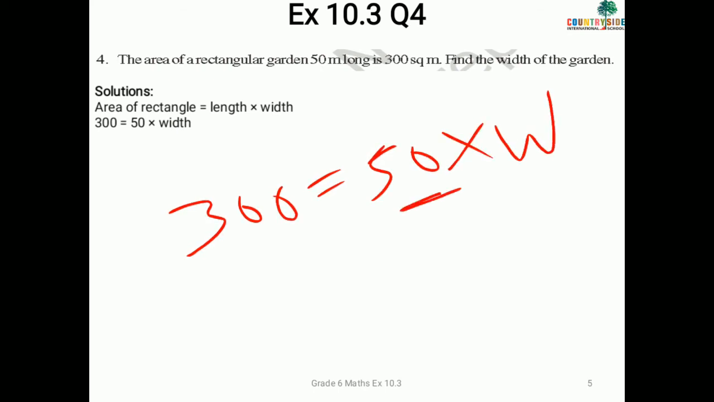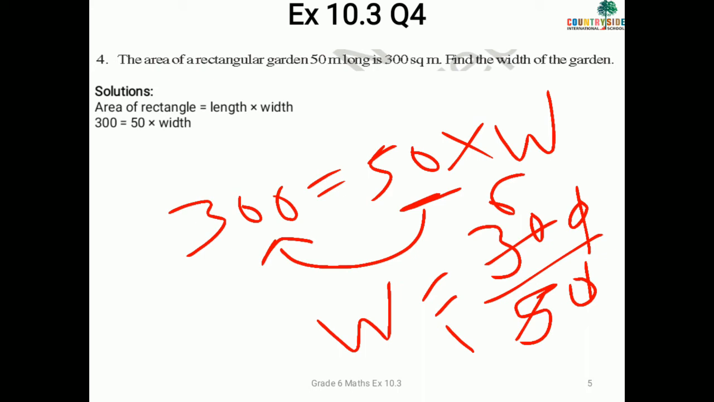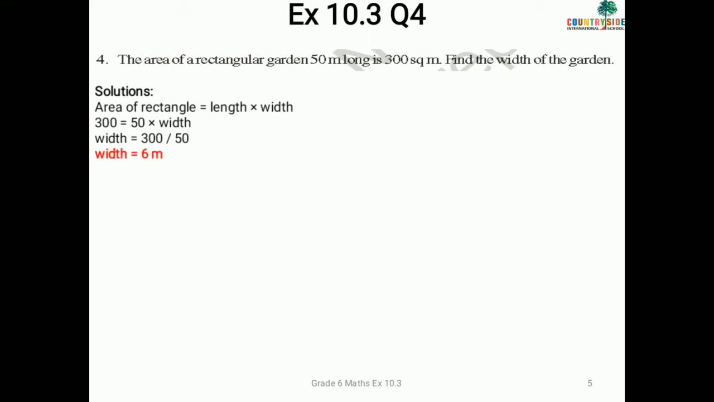Now 50 is in multiplication, so whenever it changes the side, it will change into what? Division. So width equals 300 by 50. Okay, 0 0 cancel, 5 ones are 5, 5 sixes are 30. Alright, so you will get your answer as 6 meter. See, width equals 300 divided by 50, and that is nothing but 6 meter. Okay, so at the end you will write the width of the garden is 6 meter.